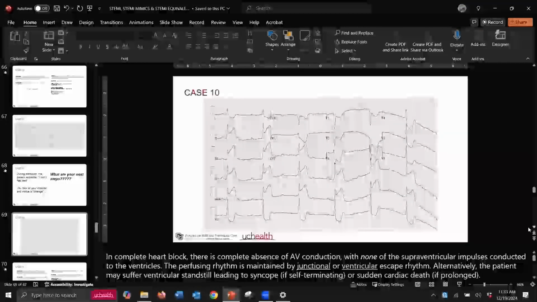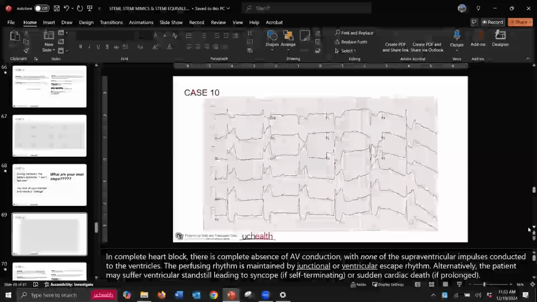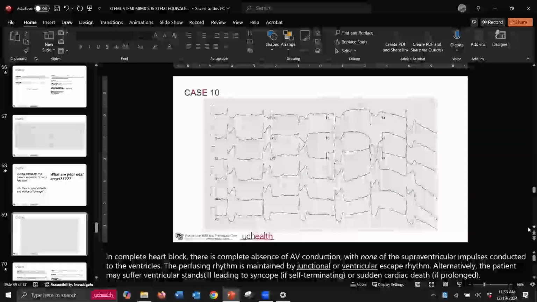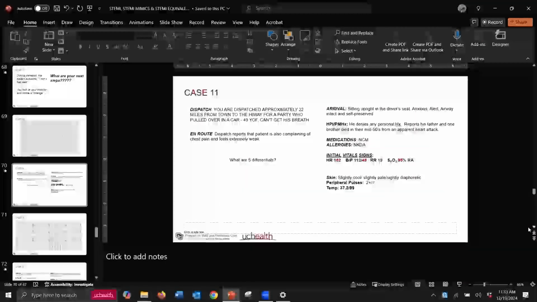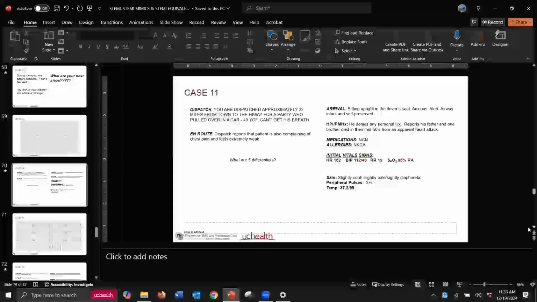Is your P to P regular? Yes. You don't see them all because they're buried in the QRS, right? Is your R to R regular? Uh-huh. Okay. Complete. Probably third degree. Put that in front of 12 cardiologists, you get 17 answers.